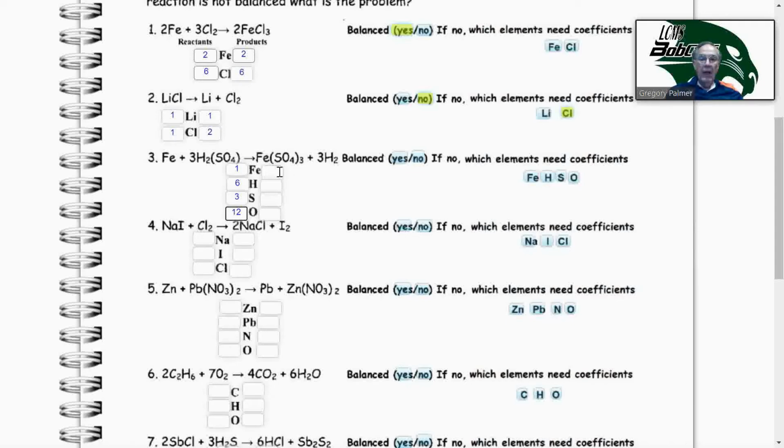Over here on the product side, we have 1 iron, and then the subscript 3 applies to the SO4. So it says there's 3 SO4s. Remember when we did the polyatomic compounds? Okay, this was 3 times this whole thing. So we have 3 sulfurs, and then 3 times 4 is 12 oxygens, and then 3 times 2 is 6 hydrogens. So this looks like it is balanced.